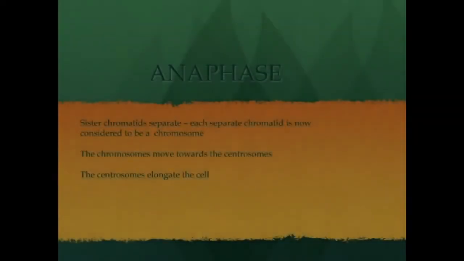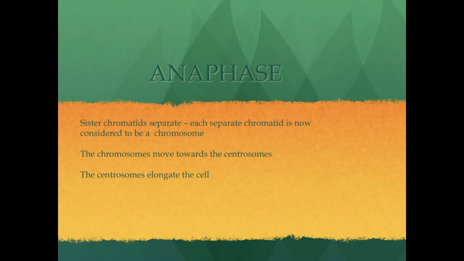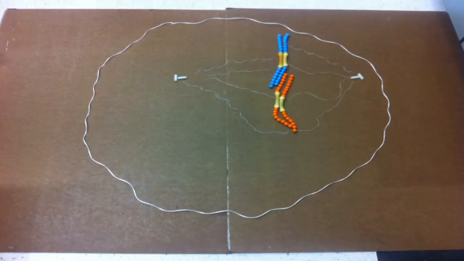The spindle microtubules pull at the kinetochores, which pull the sister chromatids apart. Once each sister chromatid is separate, it is considered a chromosome. There are now 2 complete sets of daughter chromosomes at each end of the cell. The 2 poles are moved farther apart, and as a result the cell becomes elongated. This phase is over when the chromosomes reach the 2 poles of the cell.